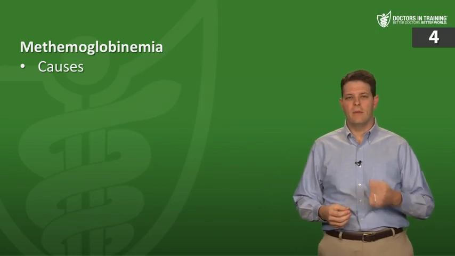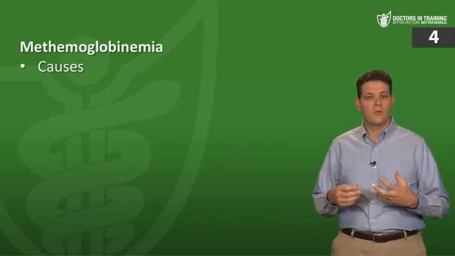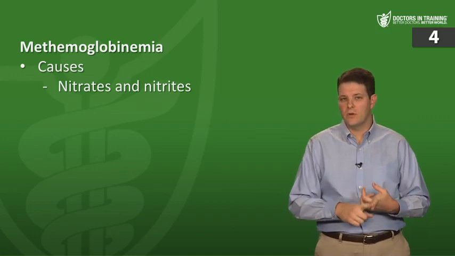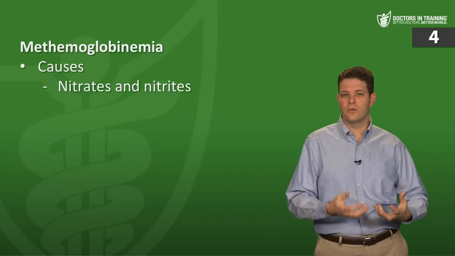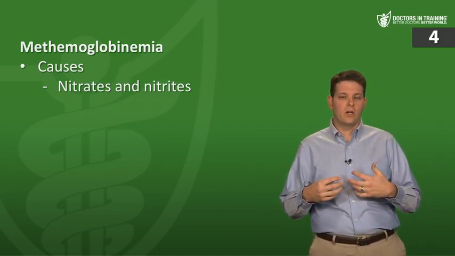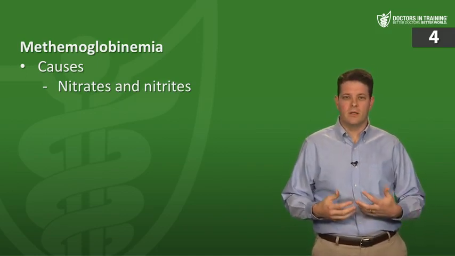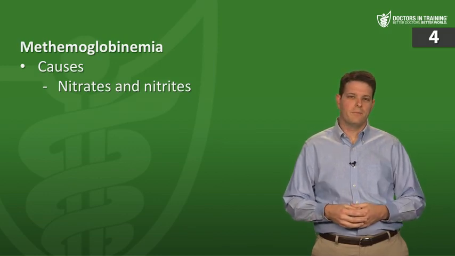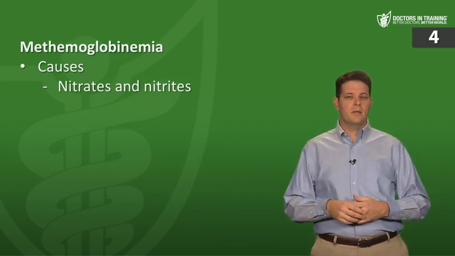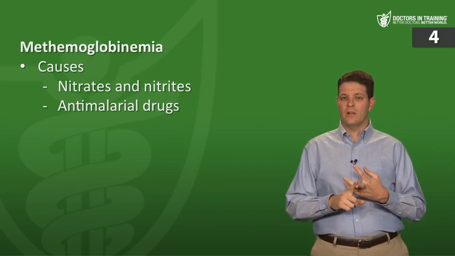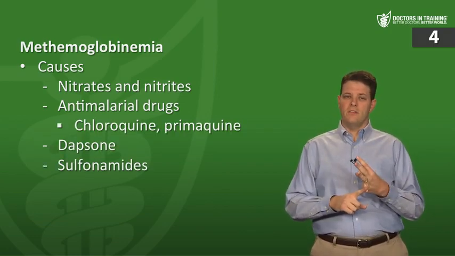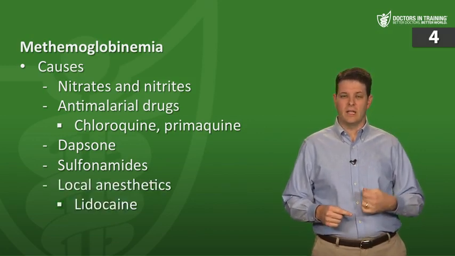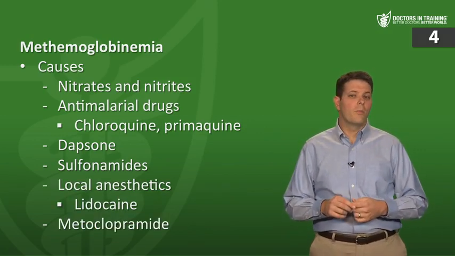Let's look at number 4 in your study guide. What substances are known for causing methemoglobinemia? Again, one of the most common causes is nitrates and nitrites. So if you have a patient having an MI, and that patient's put on a nitroglycerin drip, then that's more likely going to cause an elevation of methemoglobin over time. Then some other drugs that can cause methemoglobinemia include anti-malarial drugs like chloroquine and primaquine, dapsone, sulfonamides, local anesthetics like lidocaine can do it, and also metoclopramide.